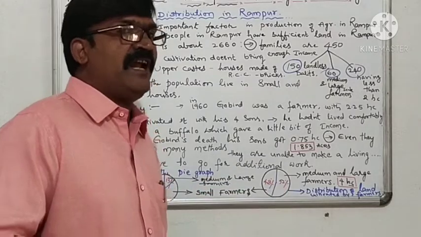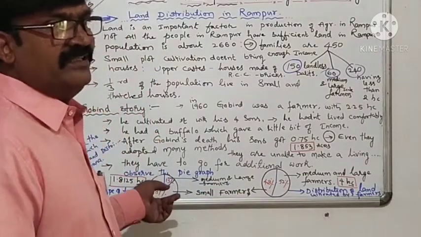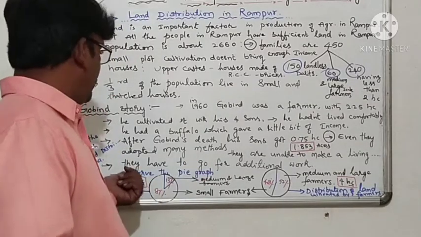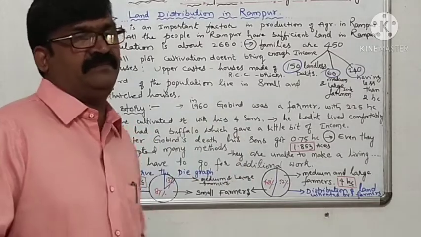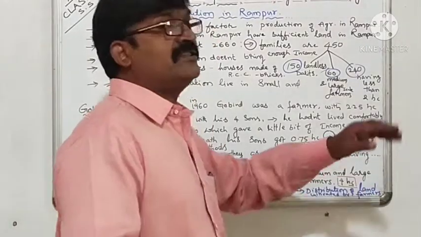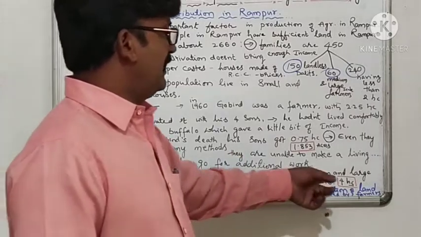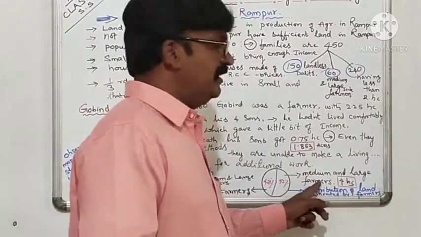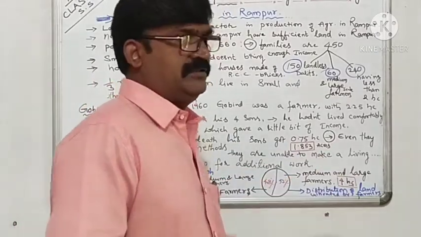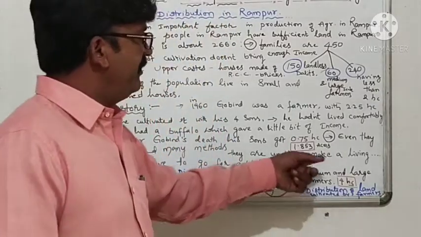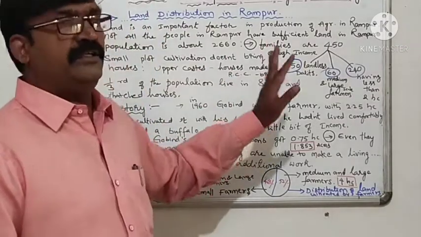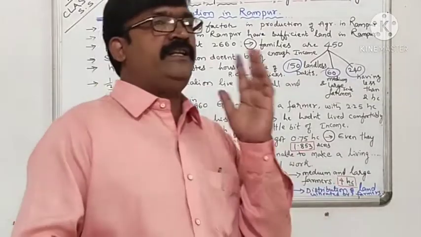So here, if the land distribution is calculated on average, small farmers are getting 1.8125 hectares of land per individual. Here 4 hectares of land on average is under the control of medium and large farmers. This is the distribution of land in Rampur village. It reflects the land distribution in India also.